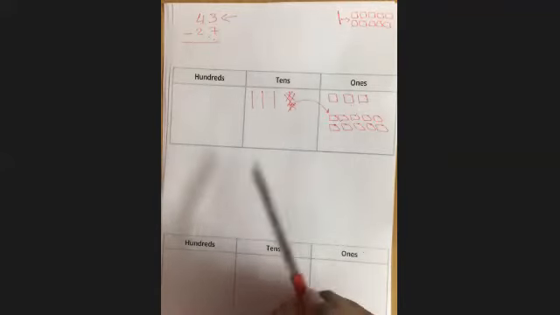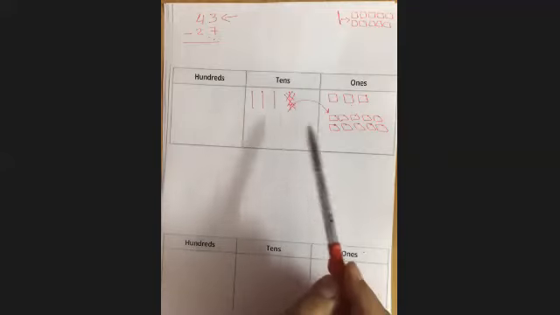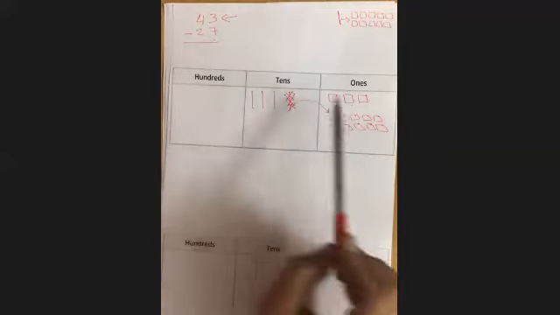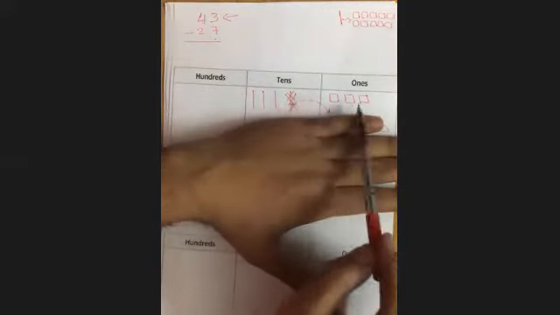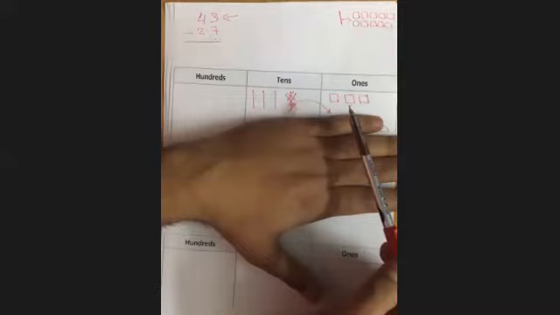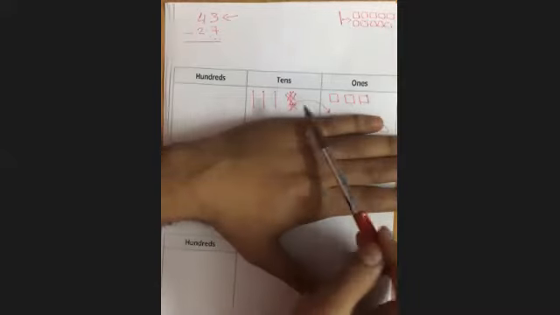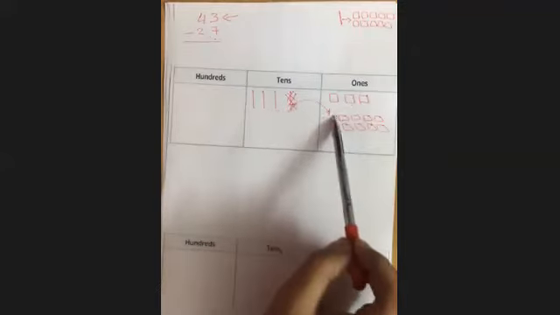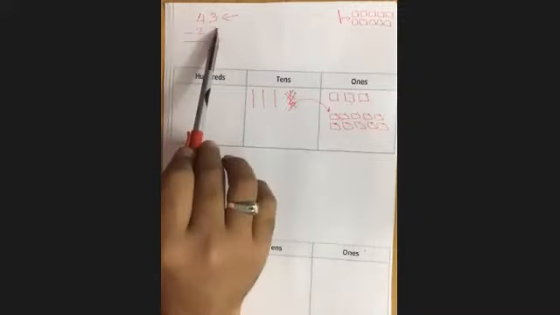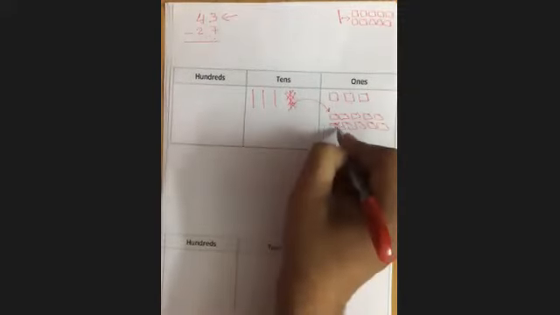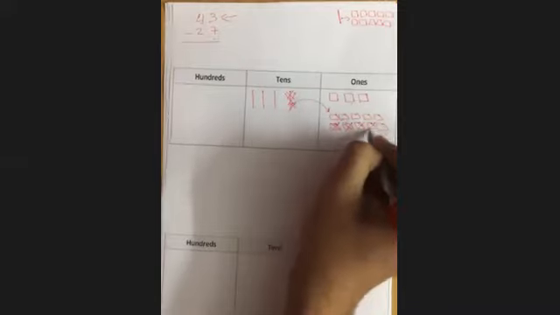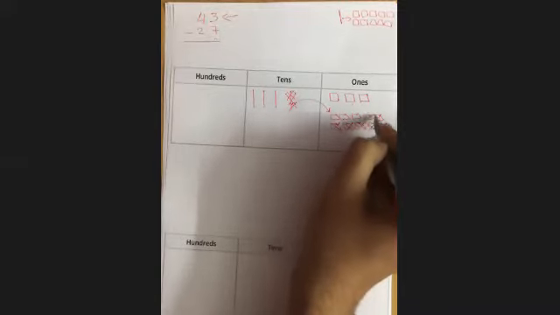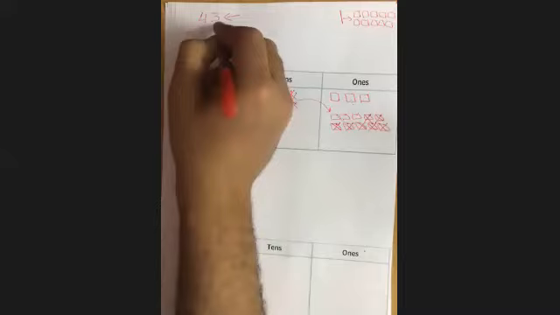Step 2, we need to cancel. But when I try to cancel 7, I found that I have only 3 here in ones. So I can't cancel 7. How can I solve this problem? I solve it by taking 1 from tens and adding 10 squares here. Okay, now I can cancel 7. 1, 2, 3, 4, 5, 6, 7. So now here we cancel 7.